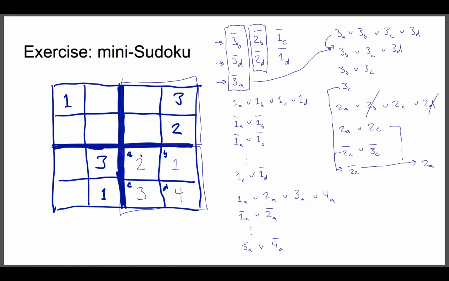And we can keep on going. I'm not going to finish this exercise here, but you can see that using resolution on the clauses that we've written as constraints for our problem, we can pretty easily fill in the 1 and then the 4.